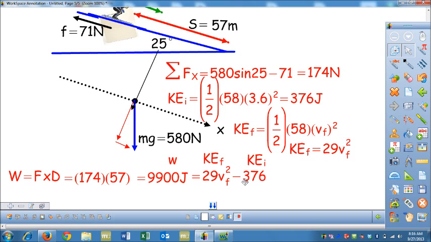Okay, so if I add 376 to both sides, that's 9,900 plus 376 equals, I'll call it 1,300. All this rounding is probably going to make my answer way different than theirs, but that's okay. So we've got 1,000, oops.